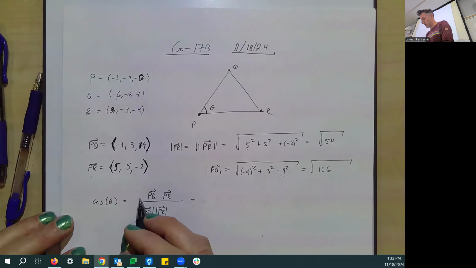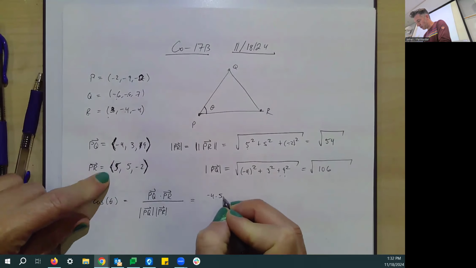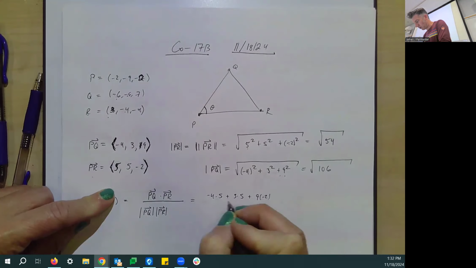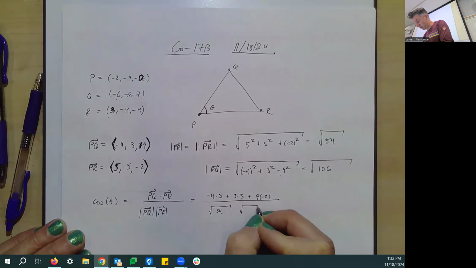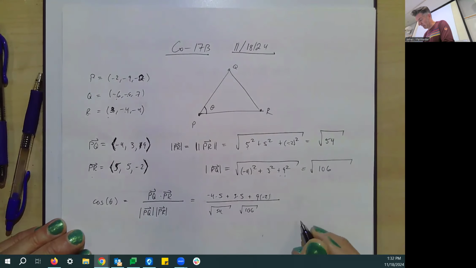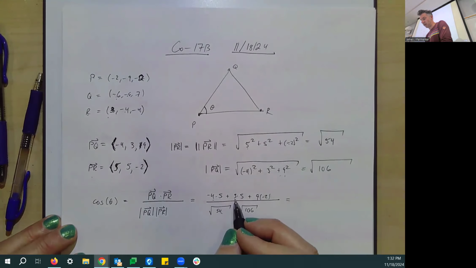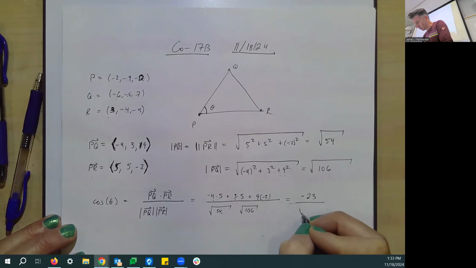So PQ dot with PR is going to be negative 4 times 5 plus 3 times 5 plus 9 times negative 2, all divided by the square root of 54 times the square root of 106. Yeesh. And then you're going to get negative 20 plus 15 is negative 5 minus 18 is negative 23, all divided by the square root of 54 times 106.